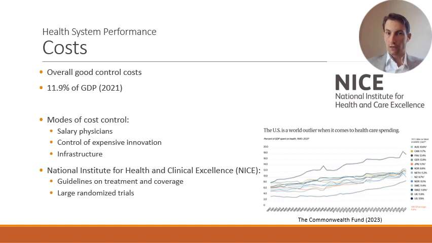Regarding costs, they are doing very well. They have good control of the cost, and their costs average around 12% of the GDP, which is much lower than, for example, the United States. Looking at the ways they can control the cost, one is the salary of the physicians, as we just discussed, but also controlling expensive innovation. It can be hard when you have a rare disease and you want a very expensive treatment. It can be hard to get this reimbursed by the NHS.